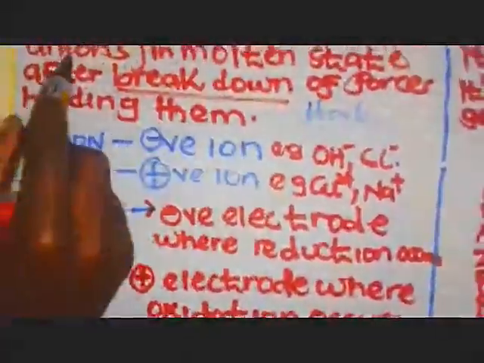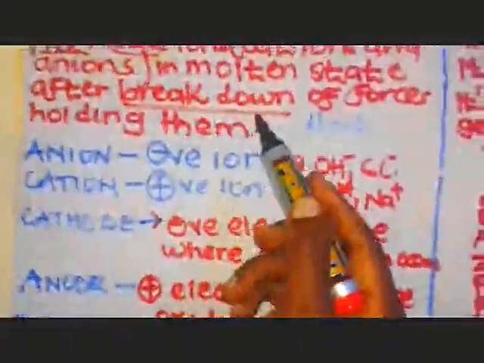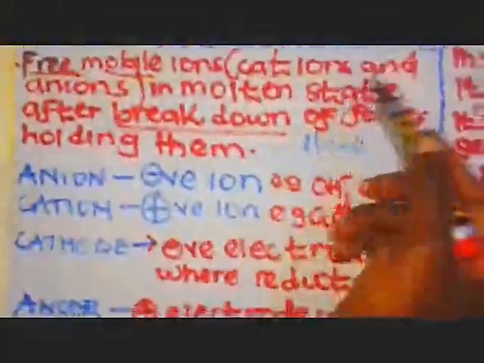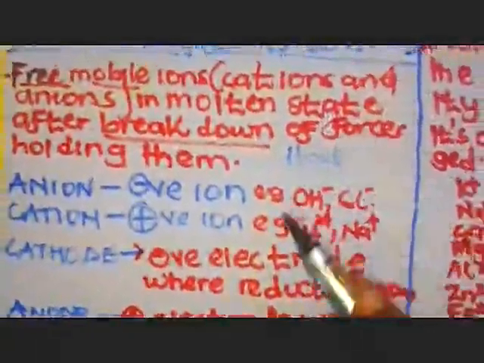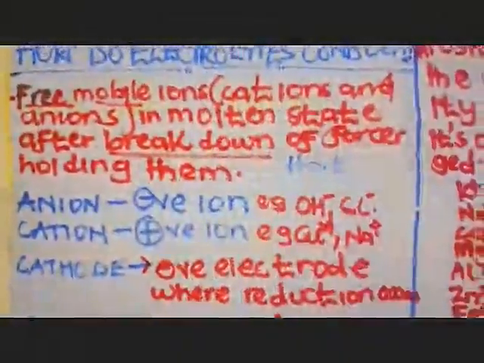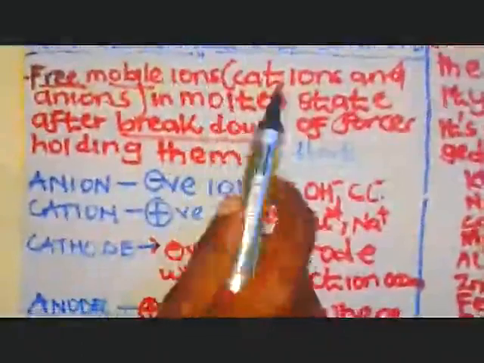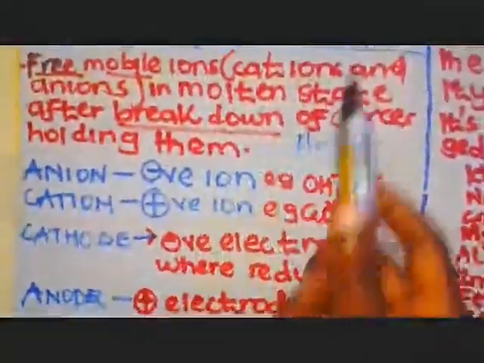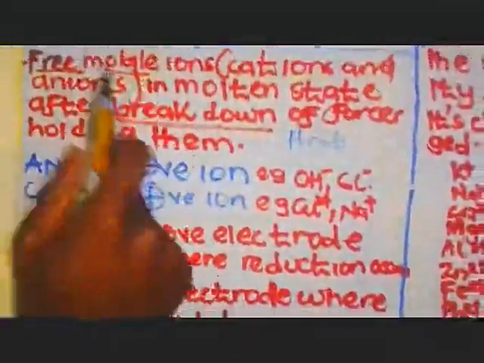As we move on, we shall see that the anions become oxidized. They undergo oxidation, giving away electrons. Then the cations undergo reduction, gaining electrons. So in the process of oxidation and reduction, we shall see conductivity taking place. So when they ask you why solid sodium chloride does not conduct while molten sodium chloride conducts, you are going to dwell more on the free mobile ions.